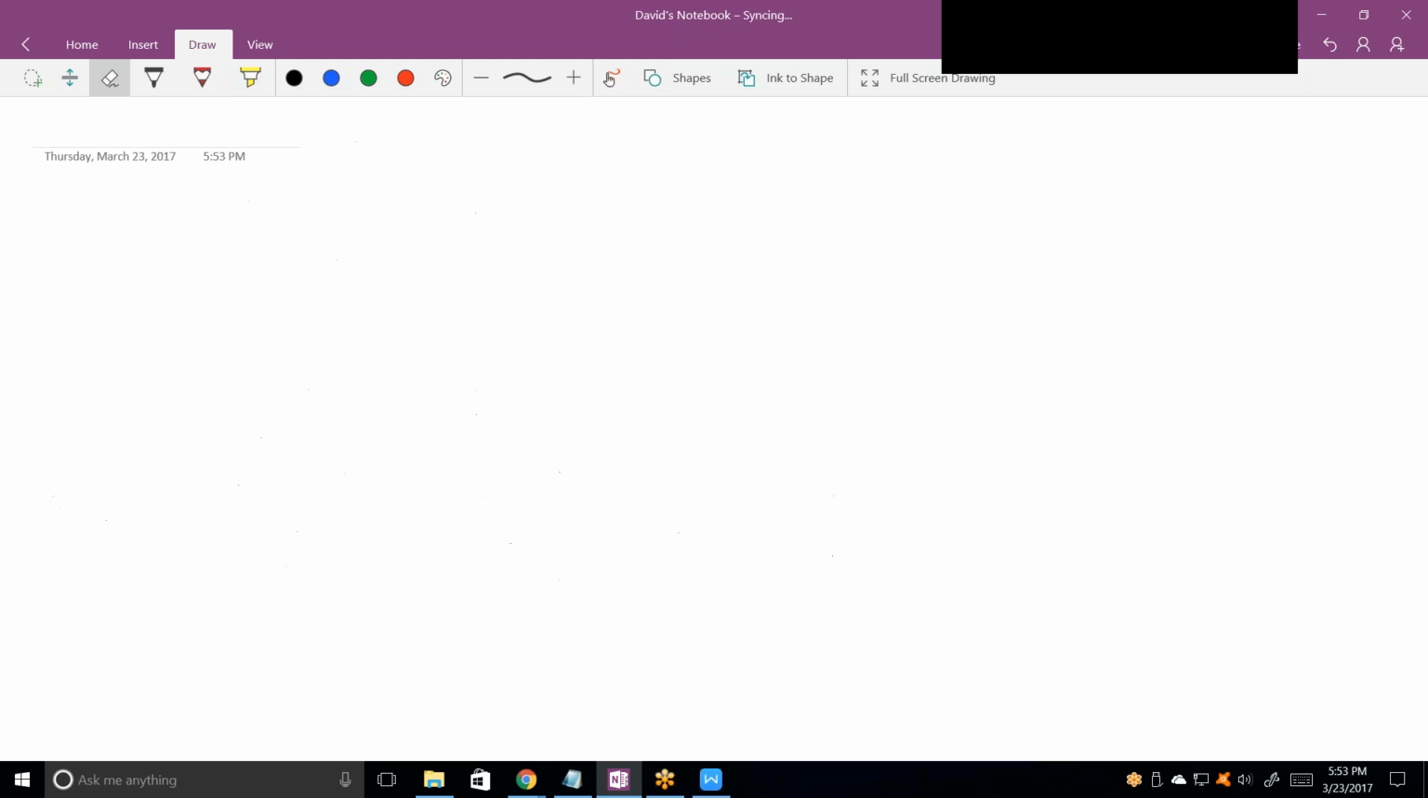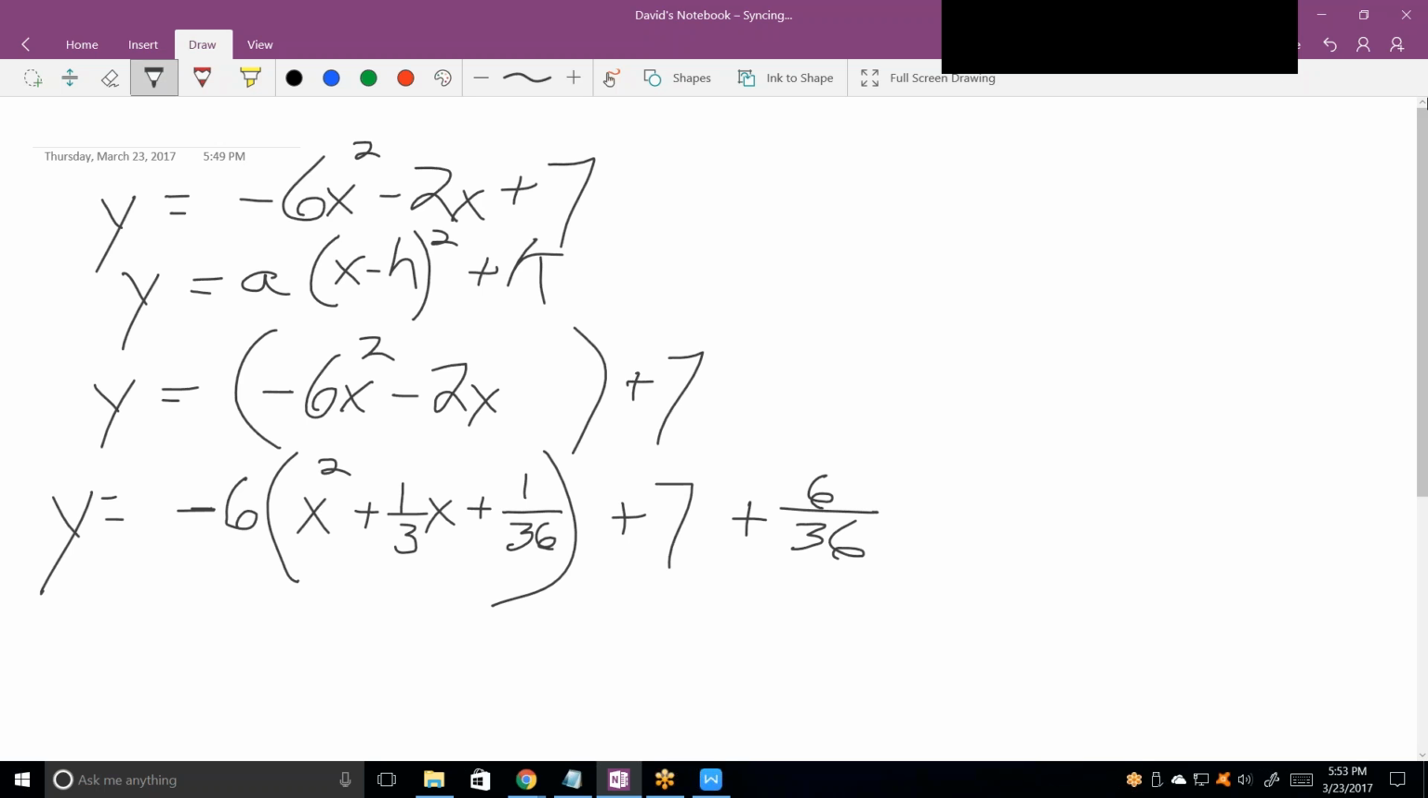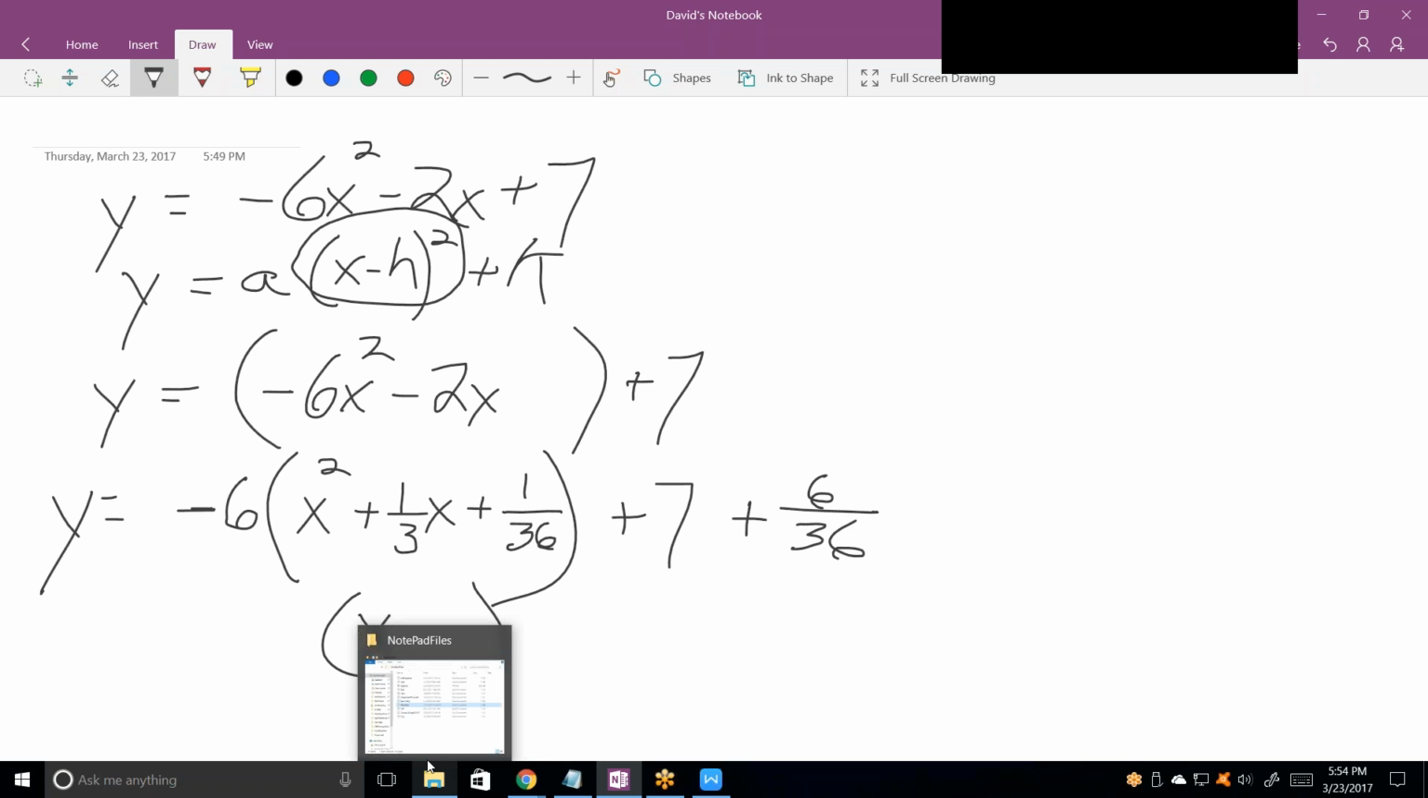But the key is now how to write this. Remember, I've got to write it so that it looks kind of like that: x minus h quantity squared. What's my h going to be? And is it plus or minus here? It would be minus. No. It's got to be plus. There's nothing but pluses in here. That's a plus and that's a plus.